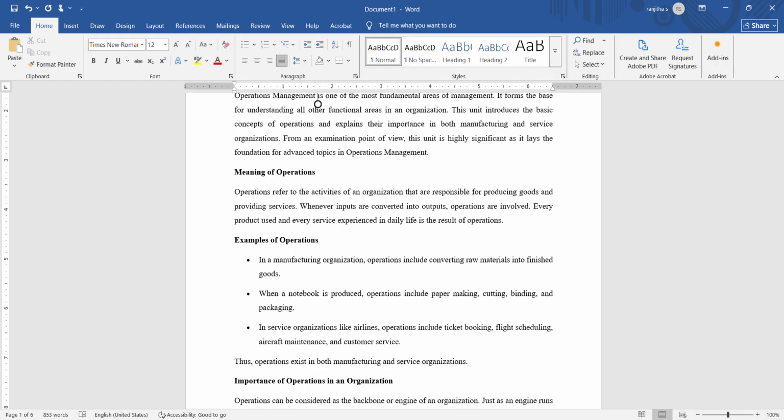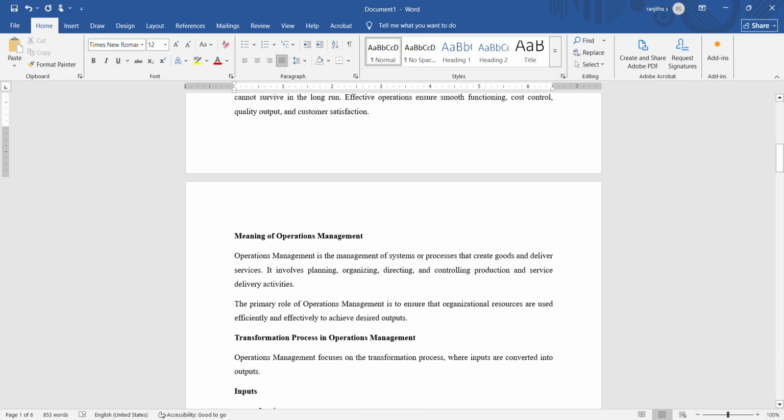For example, raw steel has a limited value. When it is converted into an automobile part and then assembled into a car, the value increases significantly. Operations management controls the entire value creation process. Let us now look at the formal definition of operations management.